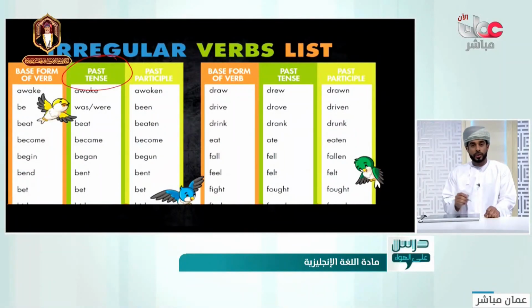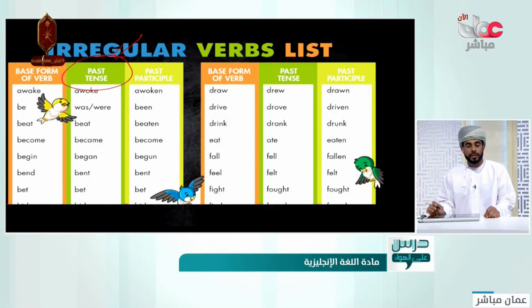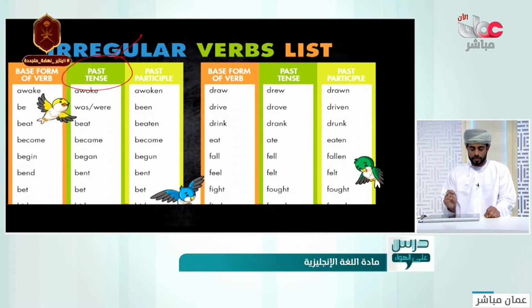Have a look at those verbs in here. These are called the irregular verbs. If you remember last time, we talked about those tenses in here, and we said that the past tense is used to form a past simple sentence, and sometimes it's even called the past simple tense. So we use it to form a past simple sentence.